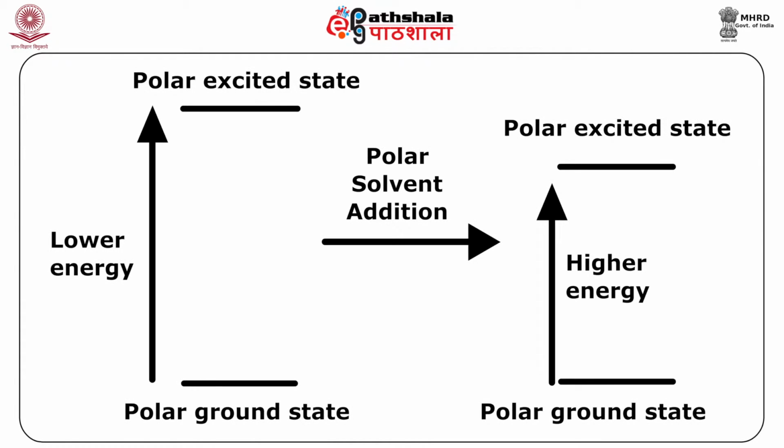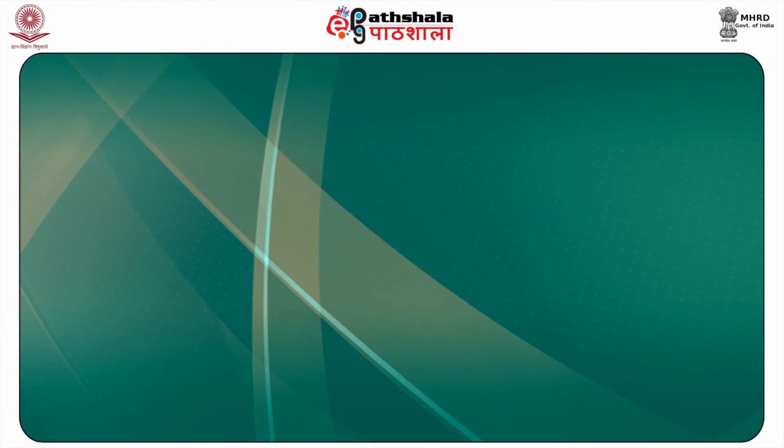In the third case, if the ground state as well as the excited state are both polar, the polar solvent will align its dipole moment with the ground state. Maximum interaction will occur and the energy of the ground state will be lowered. The dipole moment of the excited state would be perpendicular to the dipole moment of the ground state, since the polar solvent dipole moment is aligned with the ground state. This interaction will raise the energy of the polar excited state.